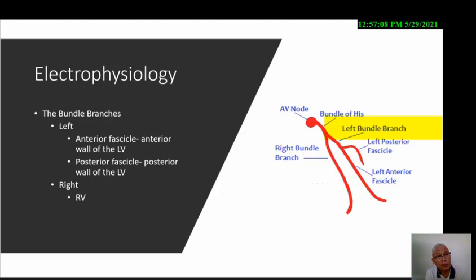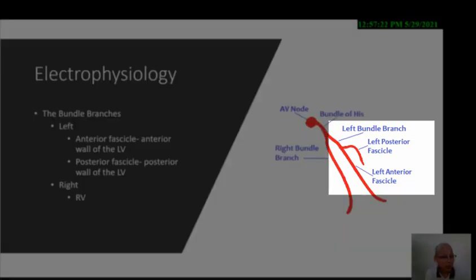Inasmuch as the left ventricle is bigger in mass compared to the right ventricle, the left bundle branch has further tributaries, and these are what we call fascicles. The left posterior fascicle serves the posterior part of the left ventricle, and the left anterior fascicle is the one responsible for distributing electrical energy into the anterior portion.